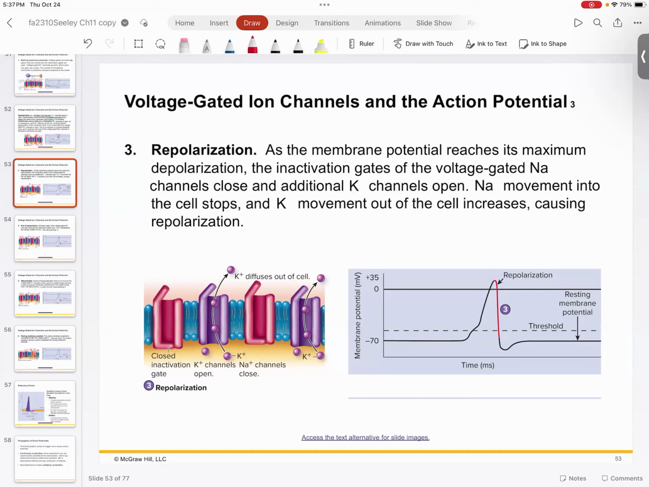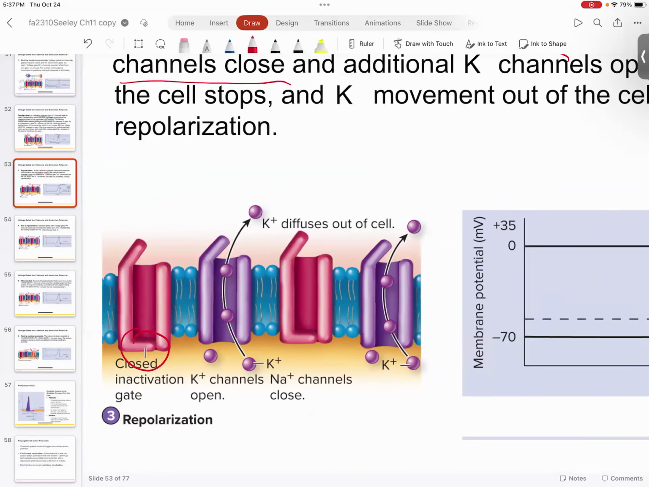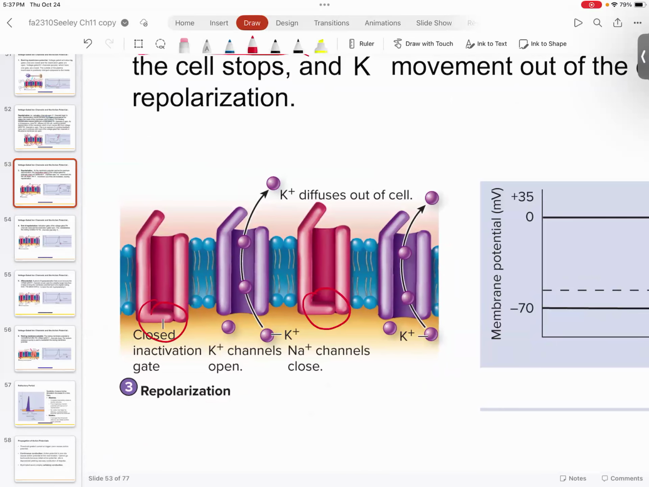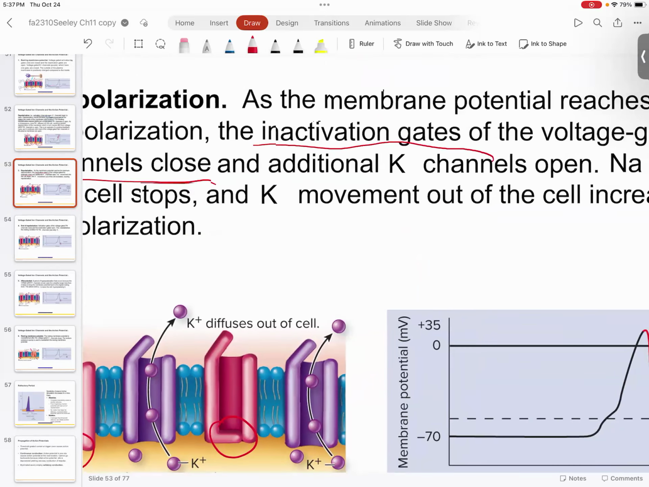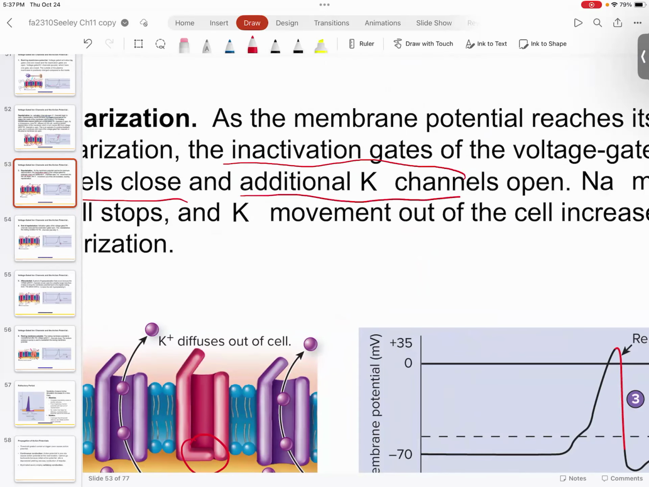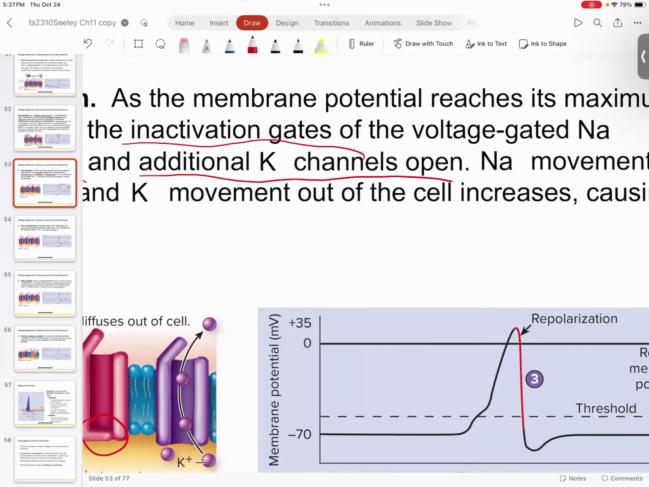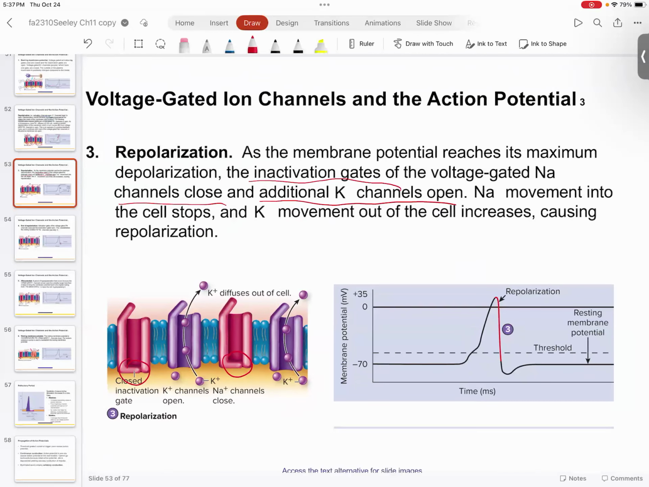What happens here is the inactivation gates, that's the inner gates, these guys will close. So that's these guys here on the inside. Those inactivation gates on sodium channels will close. That stops the inflow of sodium, but at the same time, your potassium channels will open. And so because your potassium channels are opening, that's going to allow potassium to rush outward, which kind of stops the inflow of sodium, both of those together.